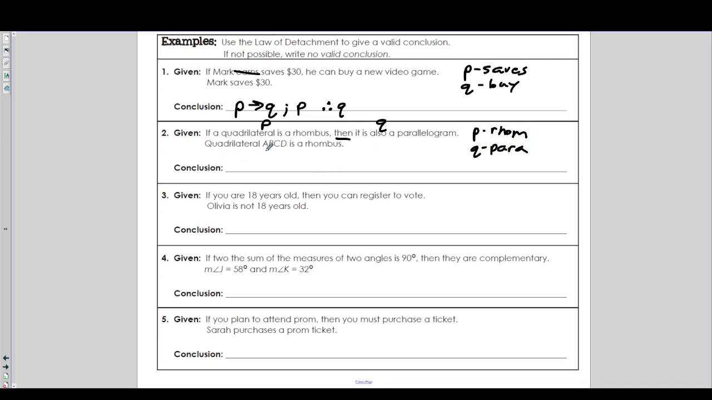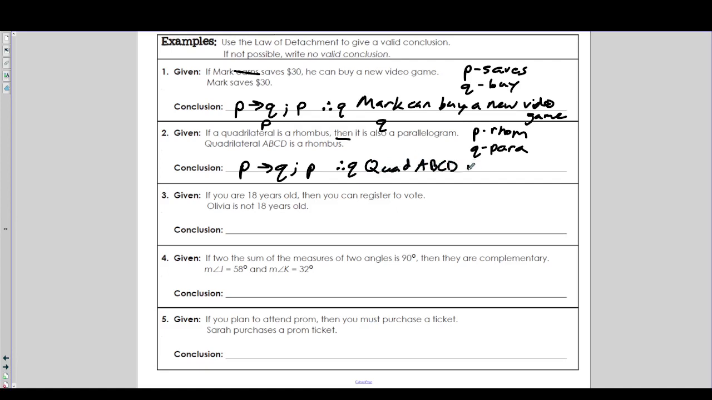So we know quadrilateral ABCD is a rhombus. So we had if P then Q. And then this part, quadrilateral ABCD is a rhombus, matches P, so we know P is true. We can conclude that Q is true, which we should be writing in words. So Q is Mark can buy the new video game. This one, our conclusion would be quadrilateral ABCD is a parallelogram.